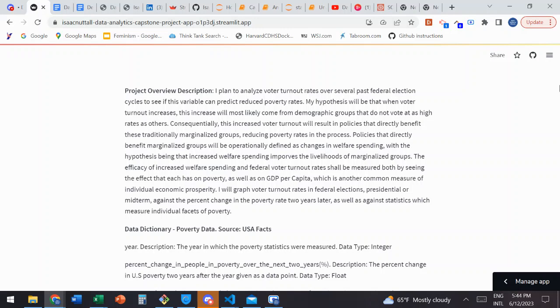I based my statistical analysis and findings on 5 fundamental relationships between the variables: federal turnout and welfare spending, federal turnout and poverty rates, welfare spending and poverty rates, real GDP per capita and poverty rates, and welfare spending and real GDP per capita. I graphed all of these relationships on my website, which you can see right here, and I provided in depth statistical analysis for each one of these relationships.